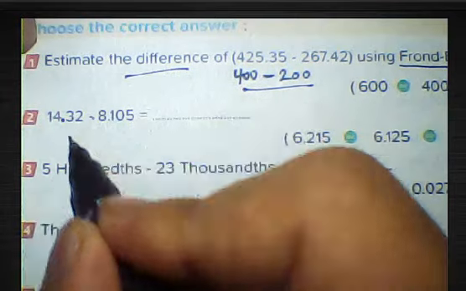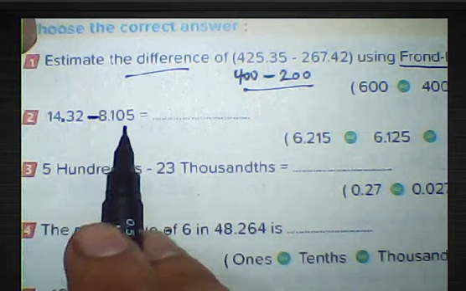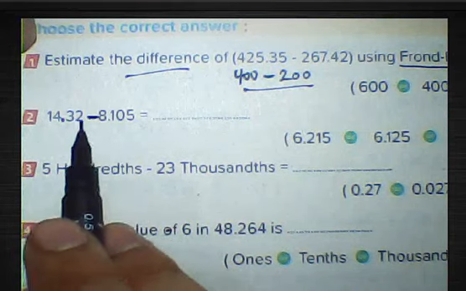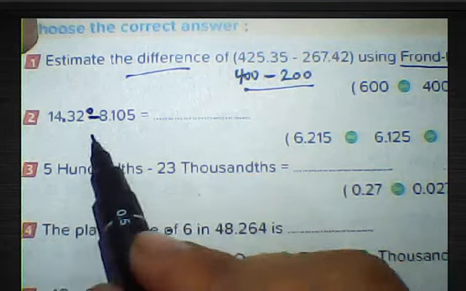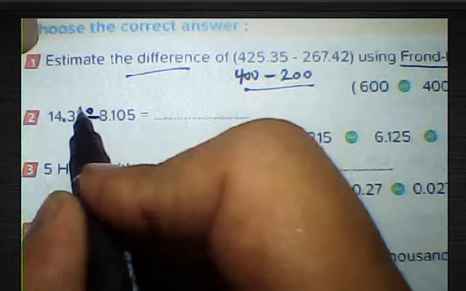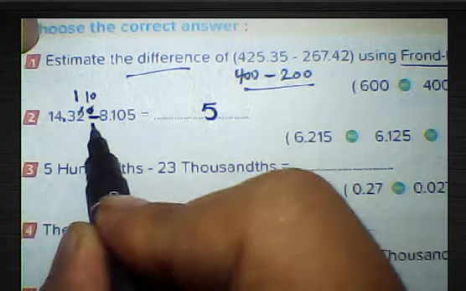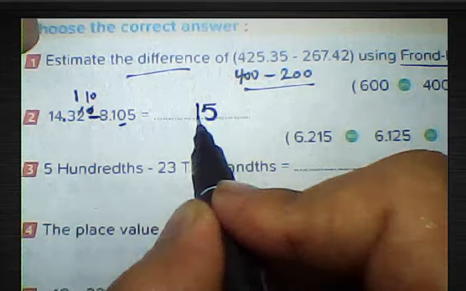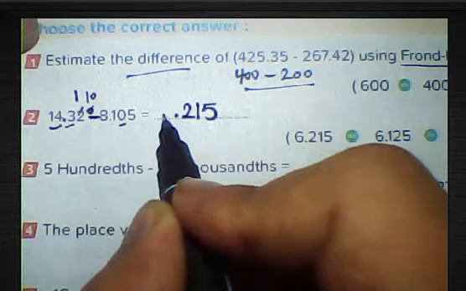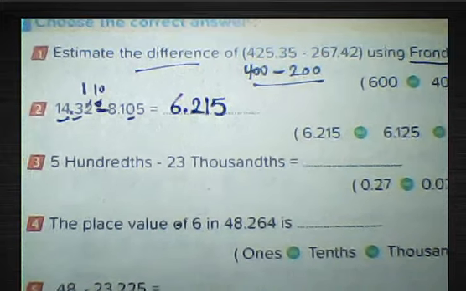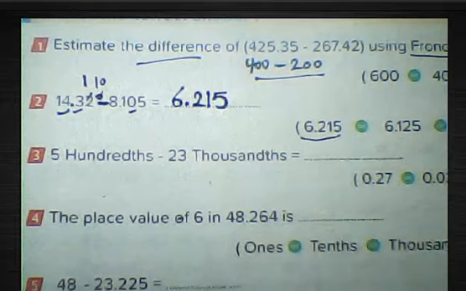Question 2, 14.32 subtract 8.105. You can find the difference, but you must put 0 behind 2 to equalize. 0 subtract 5, we can't do it. You must pull 1 from 2, it will be 1, and 0 will be 10. 10 minus 5 is 5. 1 minus 0 equals 1. 3 minus 1 equals 2. And 14 minus 8 equals 6. The result will be 6.215. Okay.